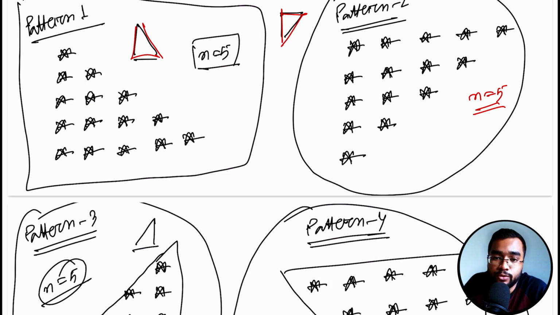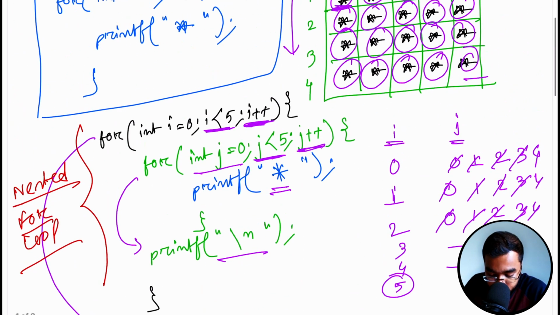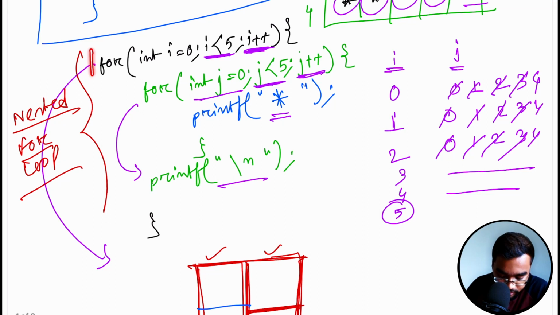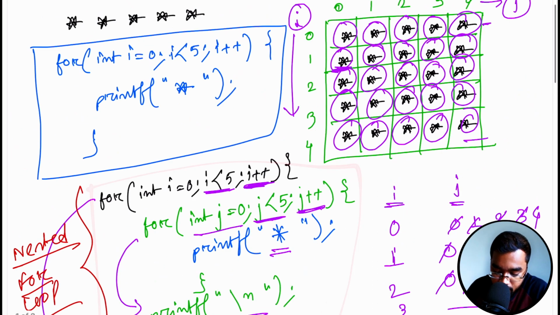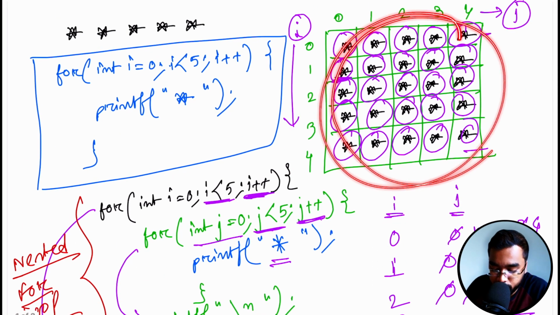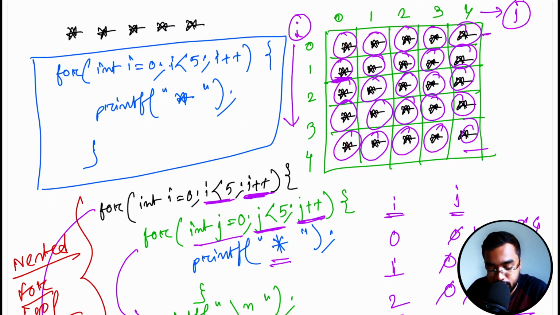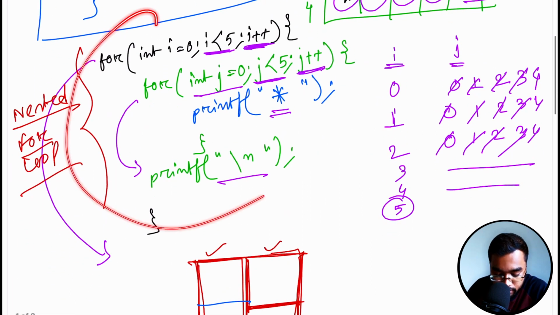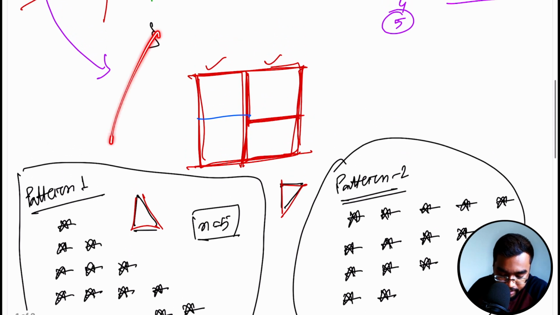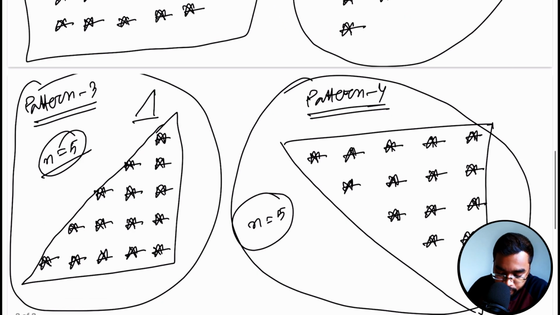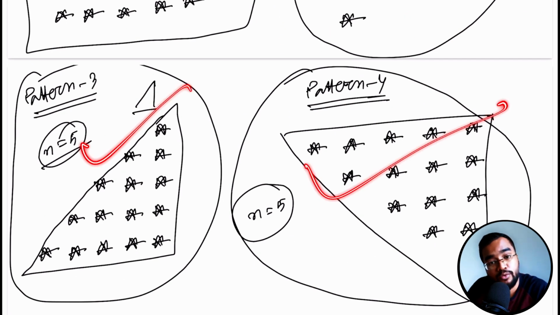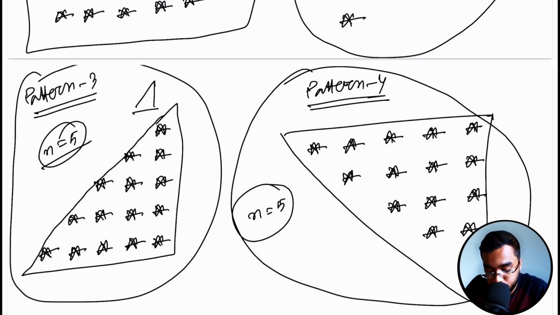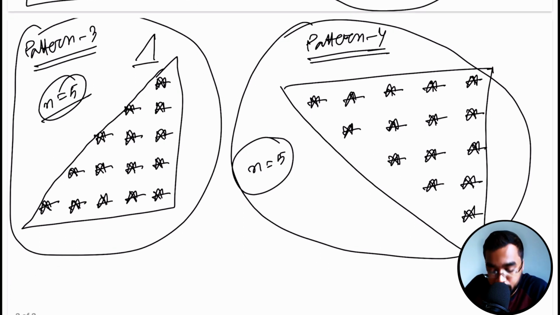So this much for today. I hope you understood the concept of the nested for loop and how we can use it to print all these things. We will be using this concept in all 4 patterns, the 1, the 2, the 3, and the 4 also. So don't worry, we will obviously be solving them. See you in the next video.